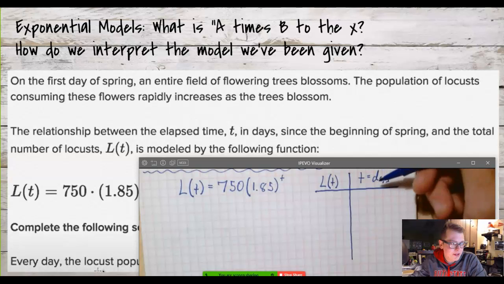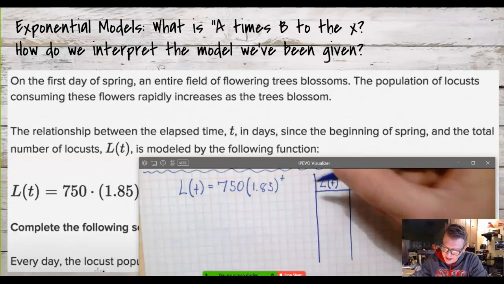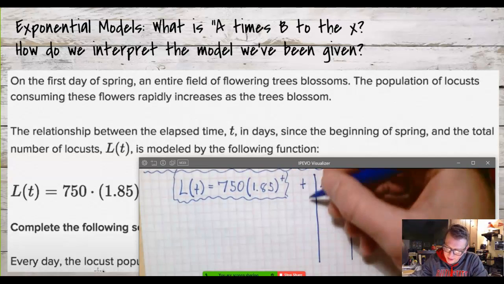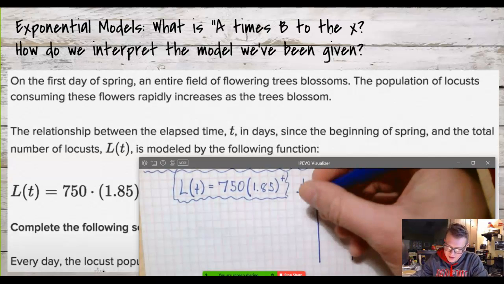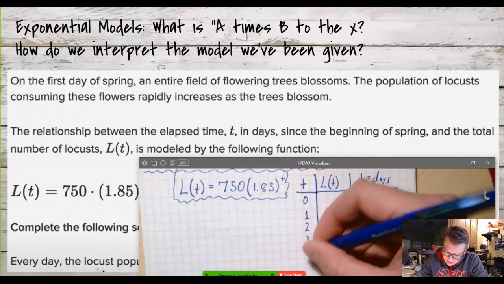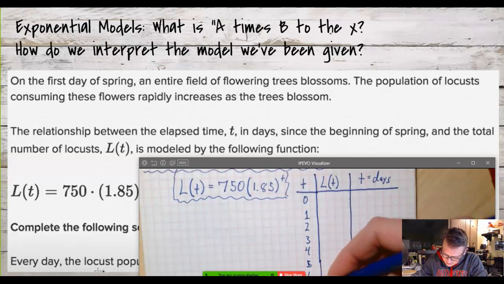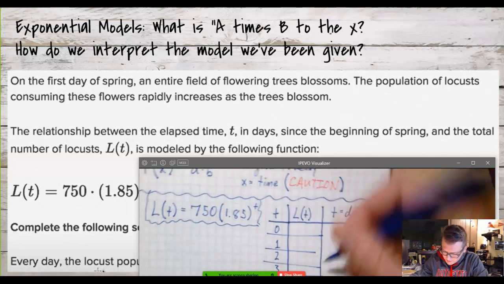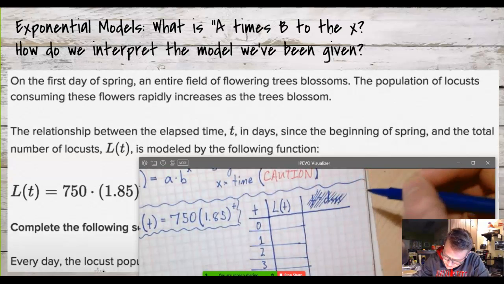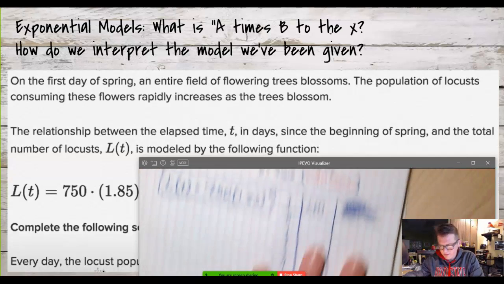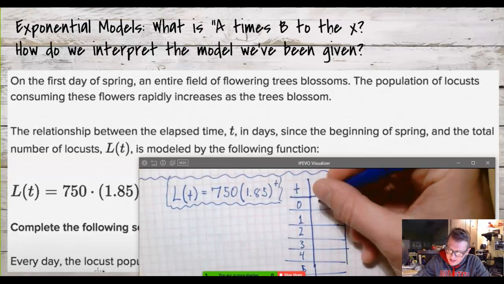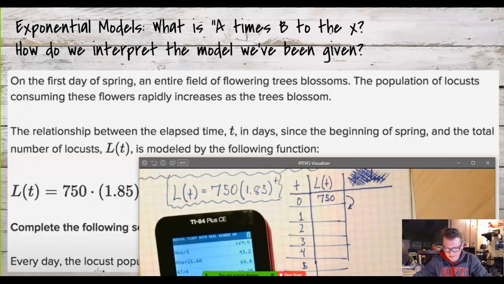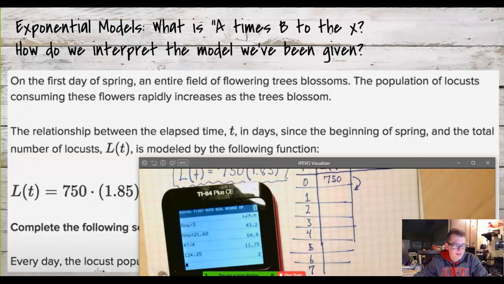So I'm going to flip my table around. Really, if T is our input, I'd rather talk about T on the left part of my table. We're going to say T is 0, or T is 1, or T is 2, or T is 3, 4, 5, 6, 7. So we said on day 0, we have 750 locusts. What do we do to get to day 1? Multiply by 1.85. Get your calculator out if you have it.